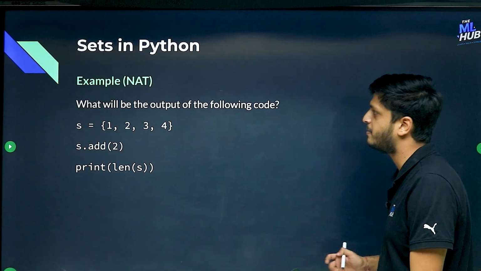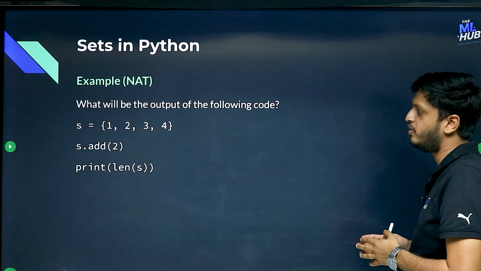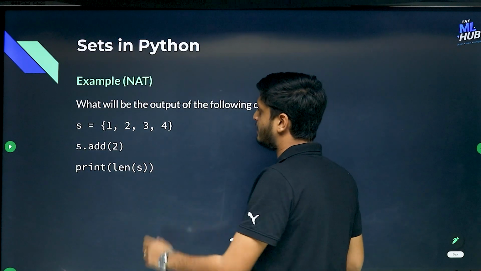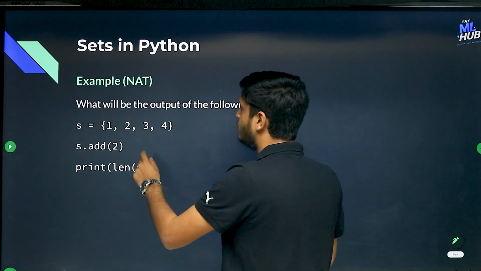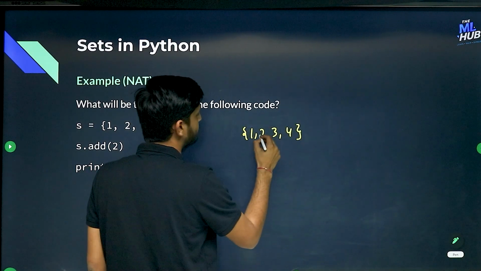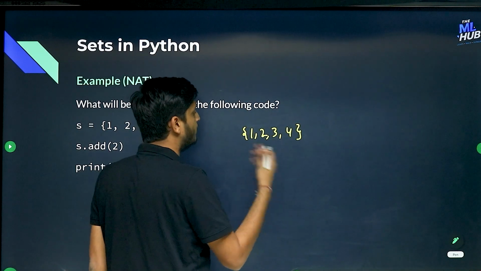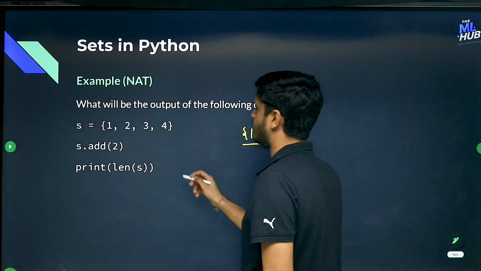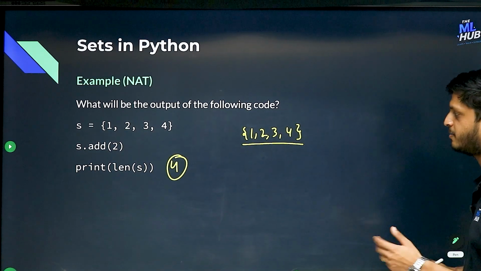Now let's look at a few examples first. What will be the output of the following code? S is equal to the set containing 1, 2, 3, 4, S dot add 2, print the length of S. So you might think that the length of S is 5 now, but no. If the set contains 1, 2, 3, 4 and you add 2, the set still contains 1, 2, 3, 4 because a set cannot contain duplicate elements. If you add 2 again, it will be ignored because 2 is already there. So the length of the set will remain 4. So the answer is 4.